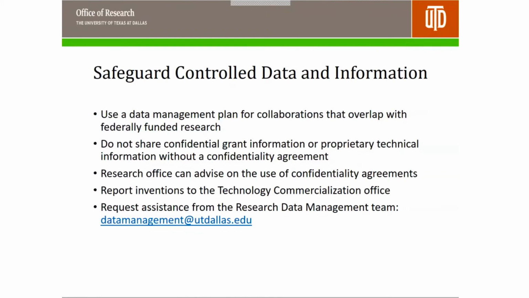And so what we would recommend is, if there is a research collaboration that you are engaged in that overlaps with your federally funded research project, that you have a data management plan that articulates who you're sharing that data with, what the project is, how you're going to share it, what it is that you're actually going to be sharing, and the intention to publish that information. And so you have a record of your expectations of how this collaboration is going to contribute to the federally funded project.